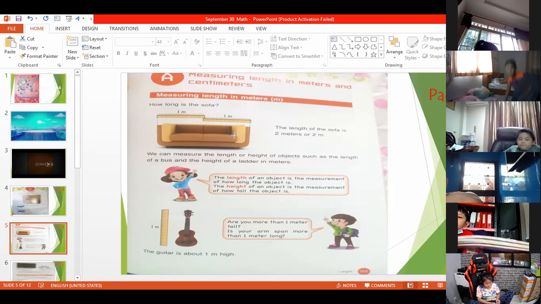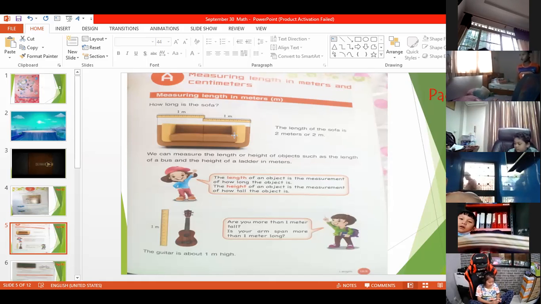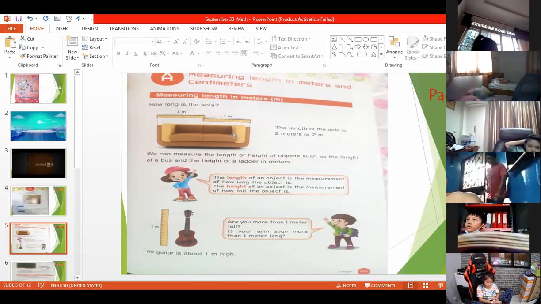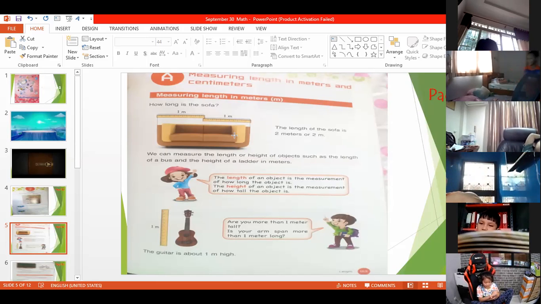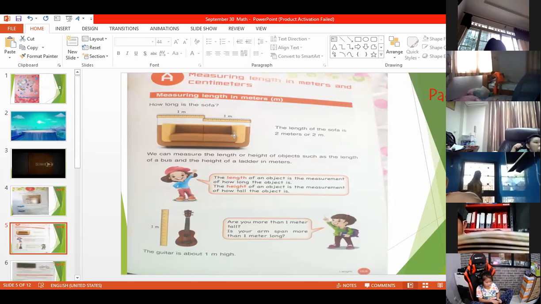What is length? That is, how long is it? Length is the measurement of how long the object is. And how about height? How can you explain it in a simple word? Height is how tall. Yes, how tall is the object?